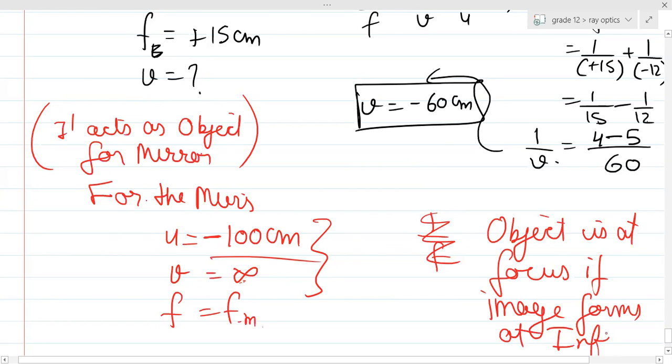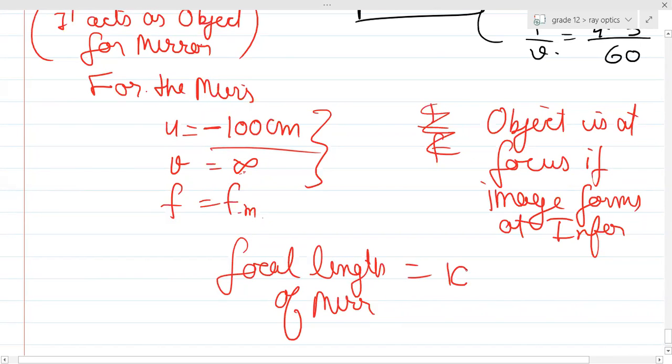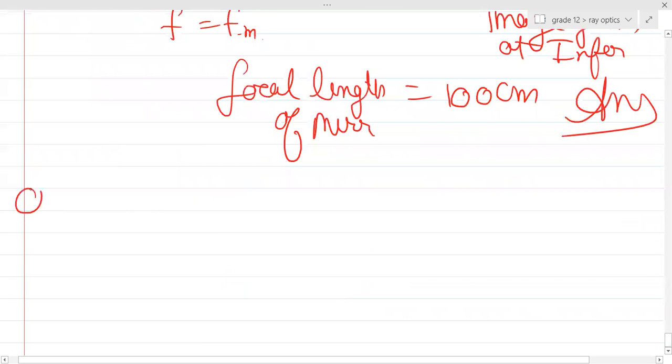So hence, what will be the focal length of this lens? Sorry, what will be the focal length of the mirror? That will be equal to 100 centimeter. Answer. Is it clear? Any doubt? Okay. So I'll give you 2 more questions as homework so that you can do it.